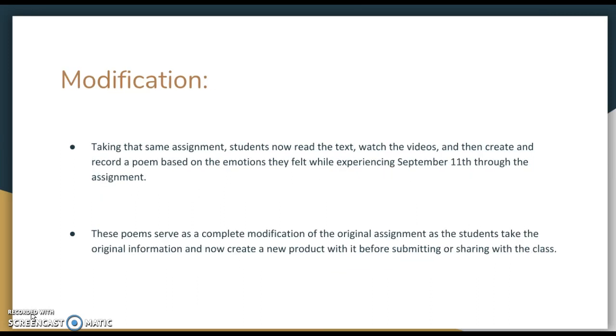Third level, modification. So they're going to basically take that second level assignment and react to it. What I would have them do is, after they read the text and watch the videos, they would write and record a poem based on the emotions they felt while watching those video clips of 9/11. So they have a little bit of a background on it, see the video clips, and now how are they reacting to that. That would be taking and creating something completely new. Complete modification of the original assignment, and now can still be either submitted online or shared with the class.